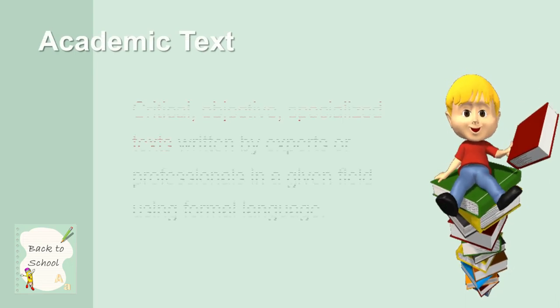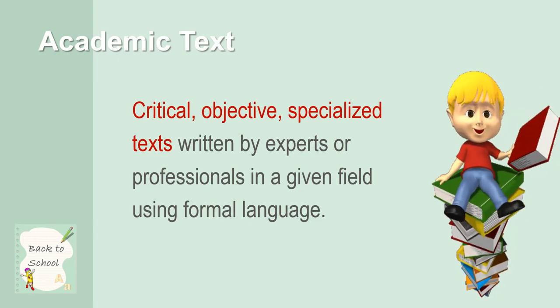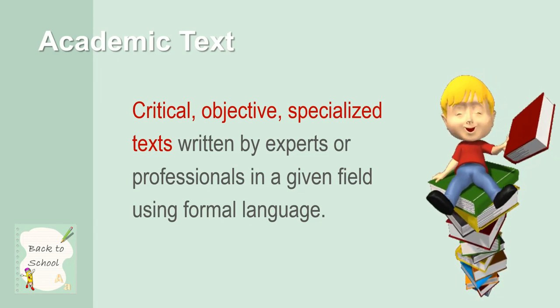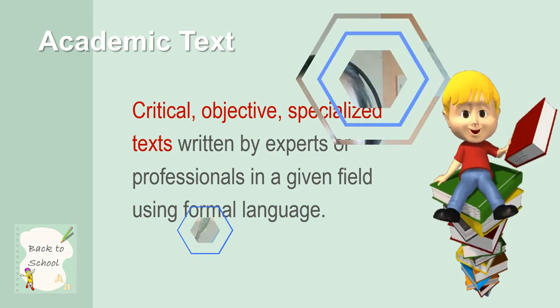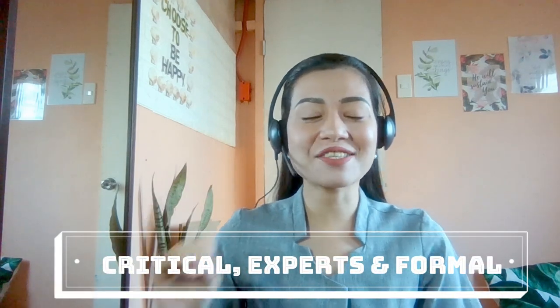Academic text refers to the critical, objective, specialized text written by experts or professionals in a given field using formal language. Now, in order for you to familiarize what is meant by the word academic text, I want you to remember the following keywords. We have critical, experts, and formal. So meaning to say, academic texts are those texts that are used solely in an academic setting. For example, in the field of education, medicine, business industries, and many more.